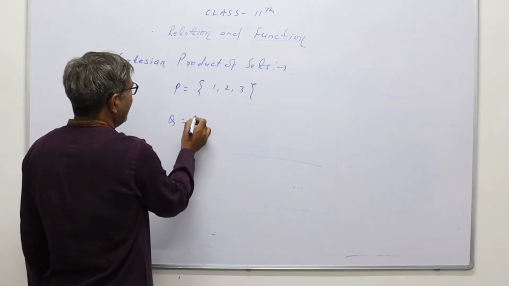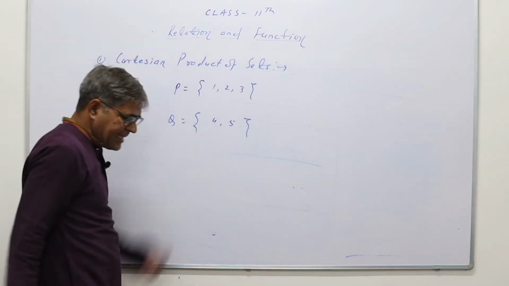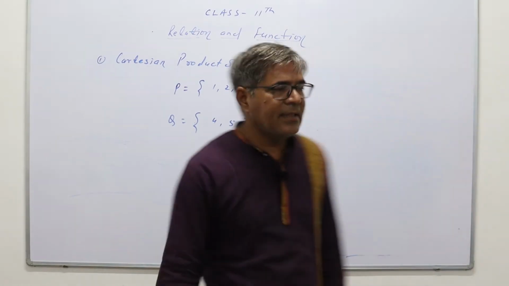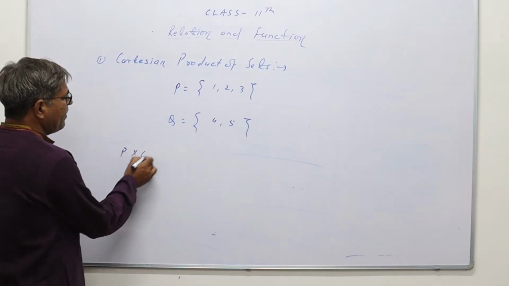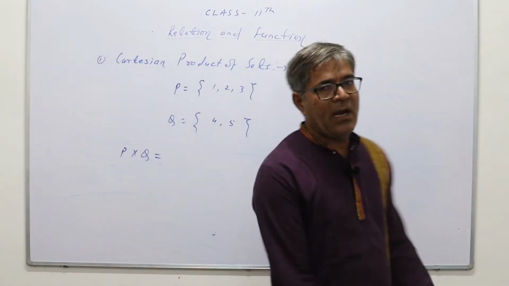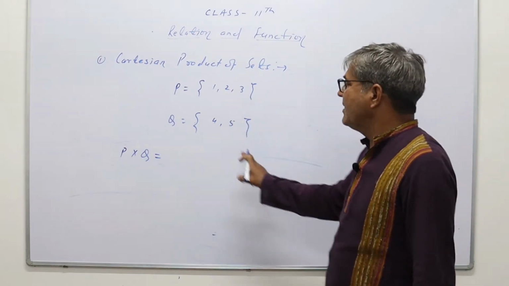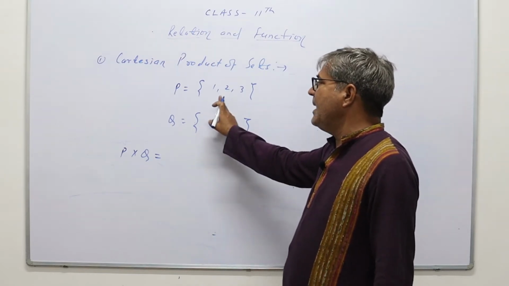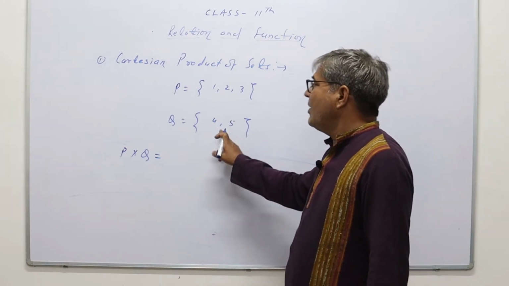set Q is given 4, 5. These are the two given sets, and if we have to find the Cartesian product of these two sets, then the Cartesian product of the set P and Q is represented by P cross Q, and P cross Q will be the ordered pair of the element of set P and Q, such that the first element of the ordered pair will be the element of set P and the second element of the ordered pair will be the element of set Q.